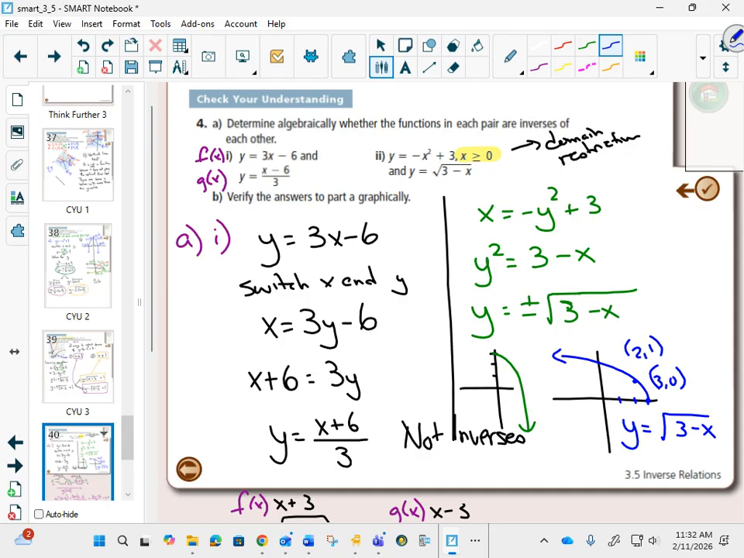Another way that you could find out that it's the positive one is you could take the domain restriction, and when you switch x and y, that makes a range restriction. And if the y values have to be bigger than 0, you would know right away it has to be the positive one rather than the negative one. So lots of little details in this question, right? It's not just about switching x and y and finding it out, but we also have to be analyzing which part we are using and whether it matches up with the graph.